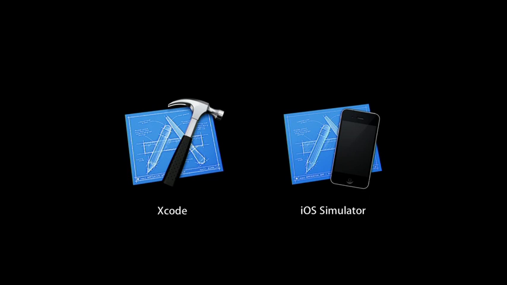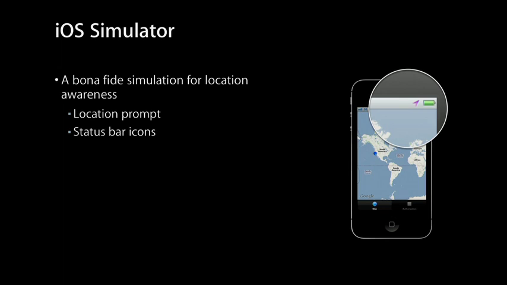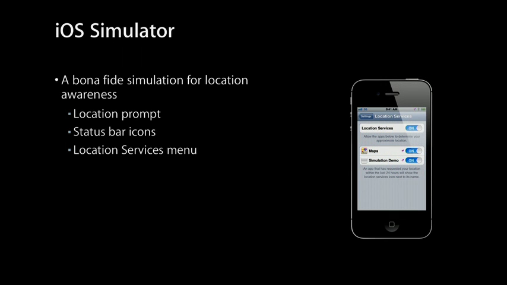So we've added a lot to Xcode. And next, let's look at the iOS simulator. This has been a sore spot for some location testing in the past, but with the new SDK, we've added a lot for you. The simulator is now a fully fledged location simulator. You get location prompts, status bar icons, location services menus, and the authorization states to check. And you can also reset the location warnings just like on a device. This makes it really easy to test a specific scenario over and over again.